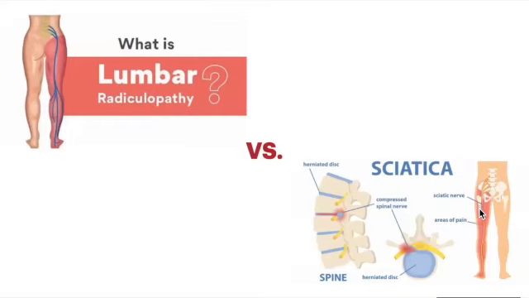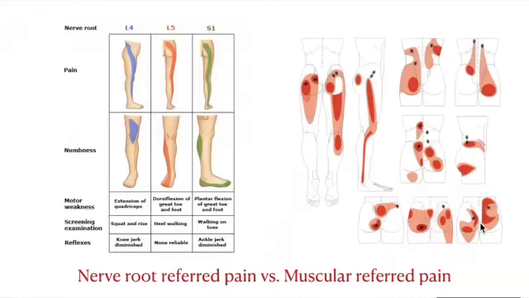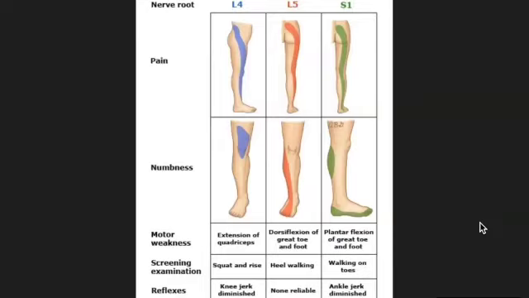This section is called the sciatic nerve, which is below your buttock, right above your knee. So the question would be, well, is it local muscle referral pain, or is it a nerve root referral pain? A nerve root referral pain usually would have a pattern. Usually this is L4. L4 will actually give you a pattern that goes from your lower back.